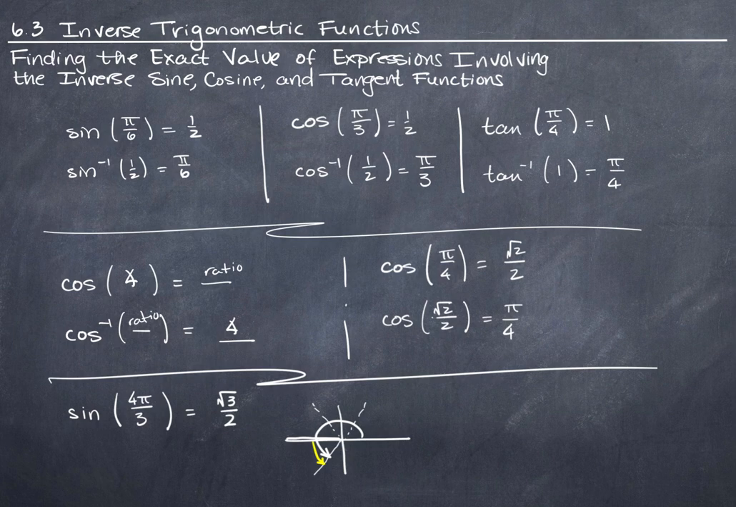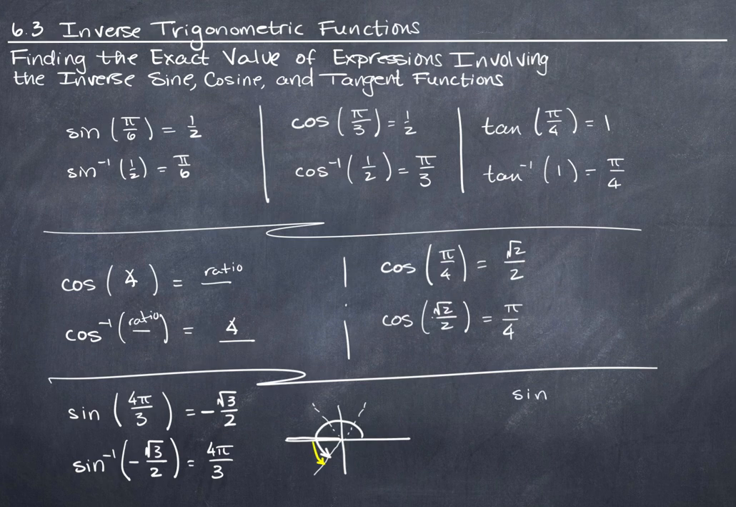And then I need to figure out what quadrant I'm in here. All students take calculus. This is a t. Sine is not positive here. That means it's negative. So my answer here is going to be negative the square root of 3 over 2. So one might argue then that the inverse sine of negative the square root of 3 over 2 was equal to 4 pi over 3. But it's not. And here's why.